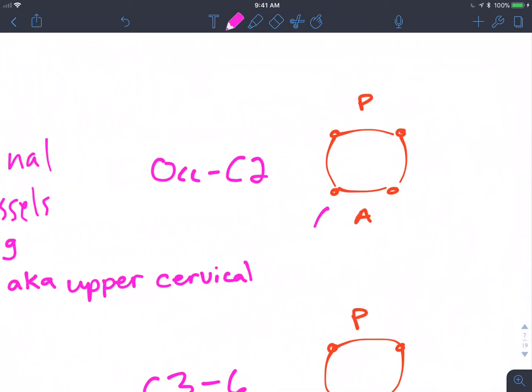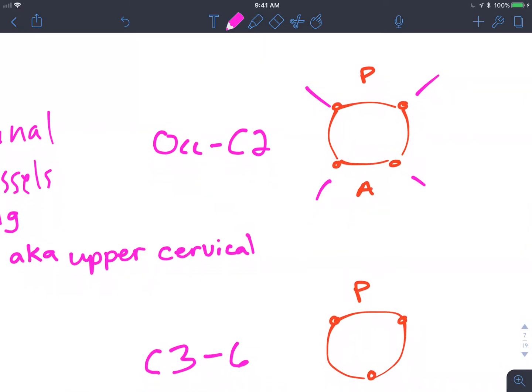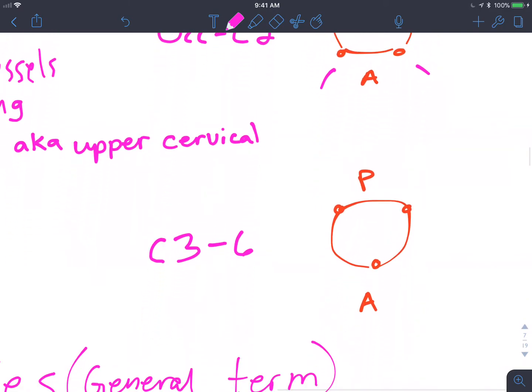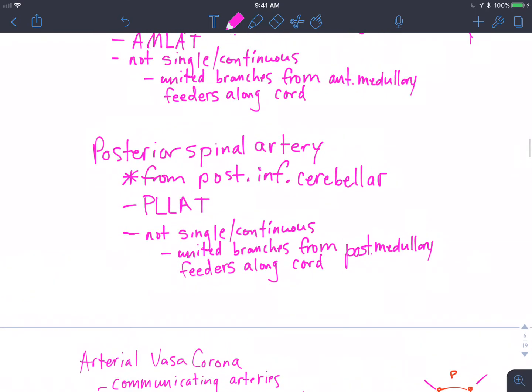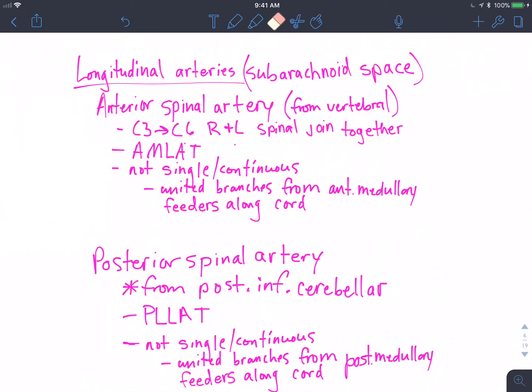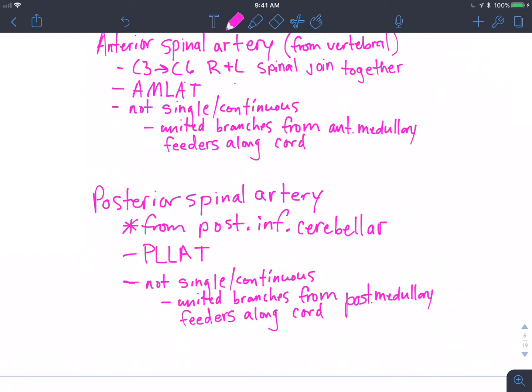We're going to have 2 anterior spinal arteries and 2 posterior spinal arteries, okay? So that'd be from occiput to C2, right? Because these 2 anterior arteries haven't come together yet. But once they come together around C3 to C6, we only have 1 anterior, okay? So keep that in mind. Just good, easy stuff, okay? You used to use words like, or acronyms like AMLAT and PLAT, but it's really old stuff. I haven't seen it in a long time, so don't sweat it.